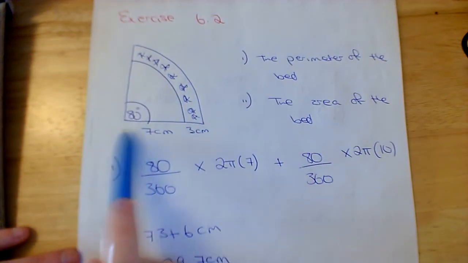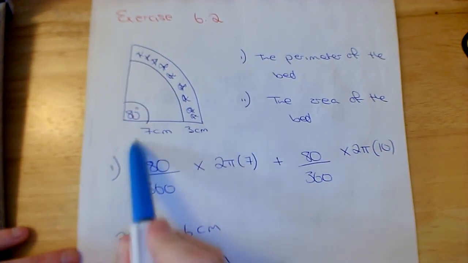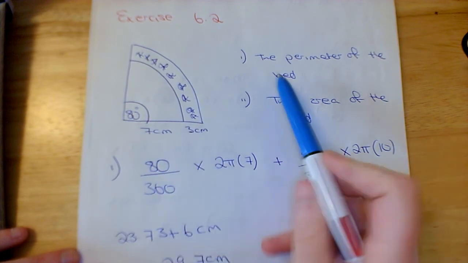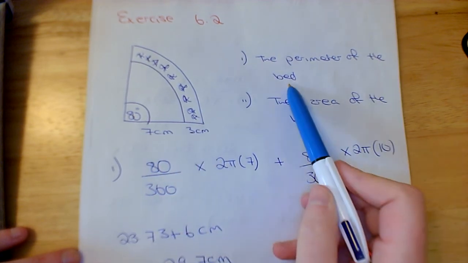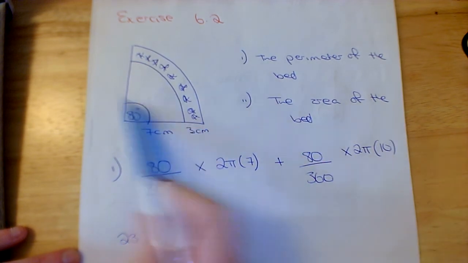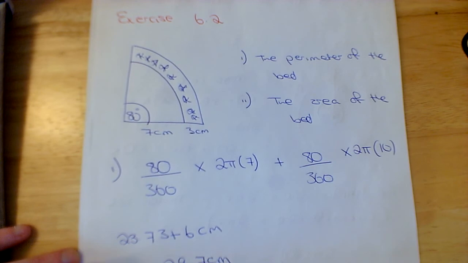Here I'm given another flower bed, and I'm told that this is 80 degrees. From here to here is 7, and from here to here is 3. I'm asked to get the perimeter of the bed, which is the same way as getting the circumference, and I'm asked to get the area of the bed. So I'm dealing with a sector of a circle, basically, girls.